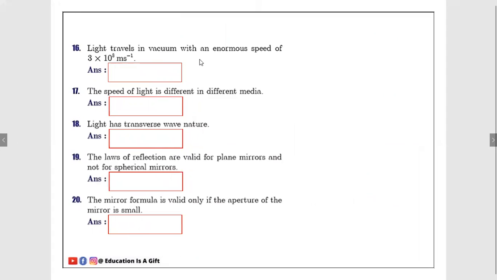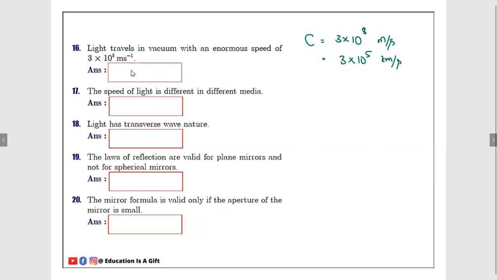Light travels in vacuum with an enormous speed of 3 into 10 to the power of 8 meter per second. Yes, that is correct. Speed of light, c, is equal to 3 into 10 to the power of 8 meter per second. That is the speed. If you want to go with kilometer, it is 3 into 10 to the power of 5 kilometer per second. So simply to say, light travels 3 lakh kilometer in 1 second.